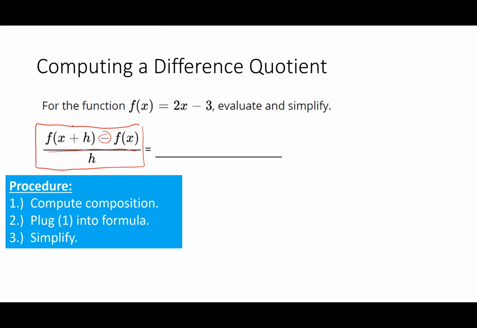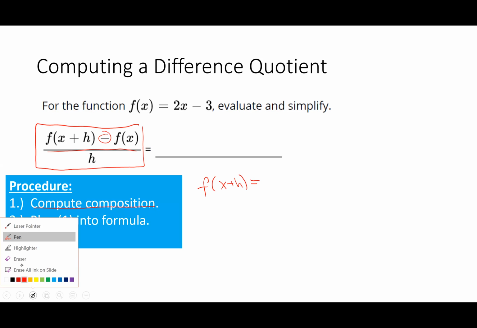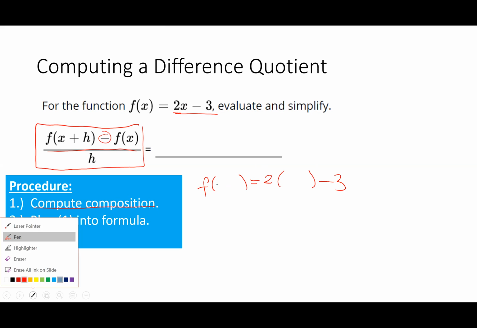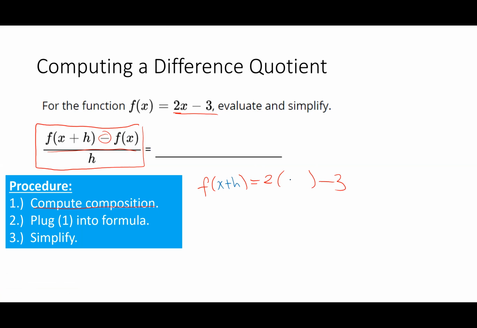You have to remember the x plus h. So what I'm going to do first is compute the composition. That's going to be f of x plus h. When I'm talking about a composition, I'm talking about a function inside of a function. So if I think about just the function f, before I plug anything into it, it's 2 times the input minus 3. Here we see 2x minus 3. It's 2 times whatever the input is minus 3. Now what I'm saying is the input is going to be x plus h.